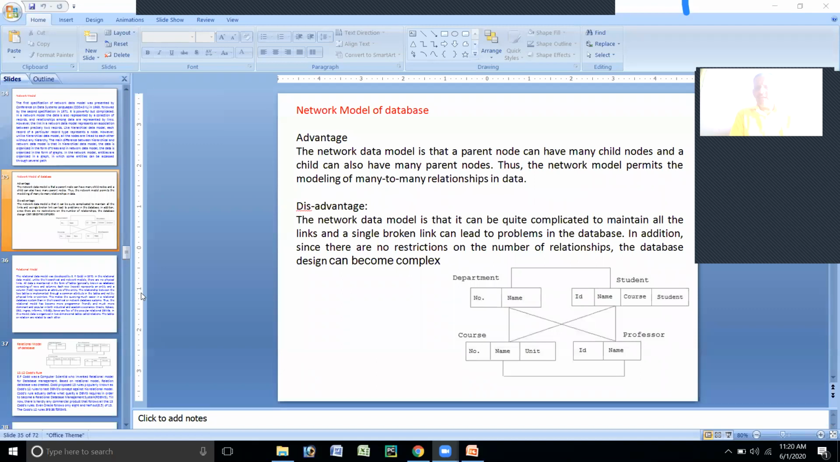If you observe the diagram, department, student, course, and professor, same example, but when you check out the links here, many links are visible. Department to professor, there is a link. Department to course, there is a link. Then course to student, course to professor, and department and student. Number of links are there. Linking is the problem here. Right?